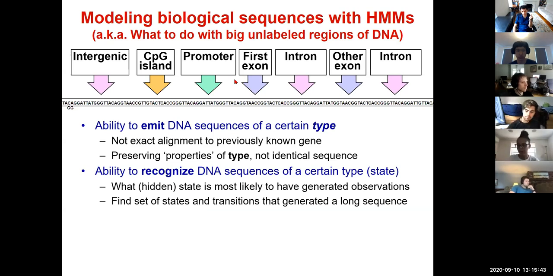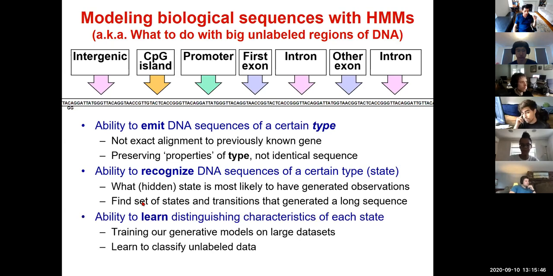That's great. The third class is, how do we learn the distinguishing characteristics of a state? Namely, how do we train our generative models on a large data set? In other words, up until now, I've told you that I have this arrow. I can move down the arrow or move back up the arrow. But how do I put parameters in those arrows so that I can learn from a lot of promoters what promoters look like and then generate more promoters? Or learn from lots of exons what exons look like and then generate more exons? So we want to train a generative model from a large data set.